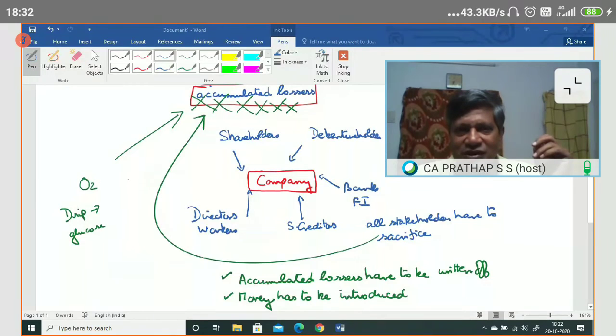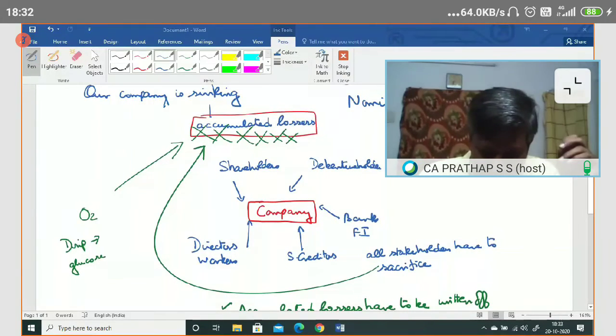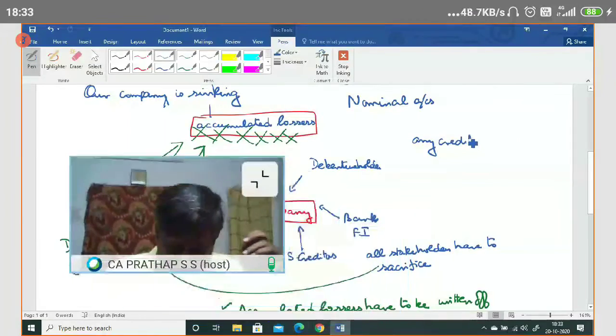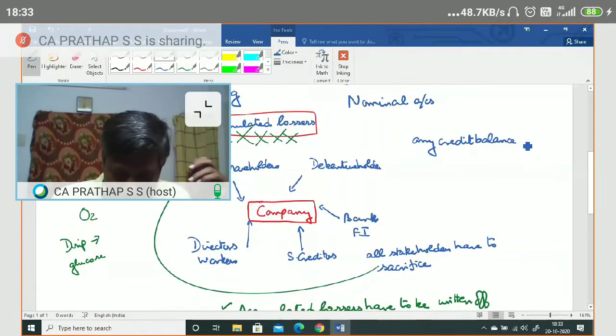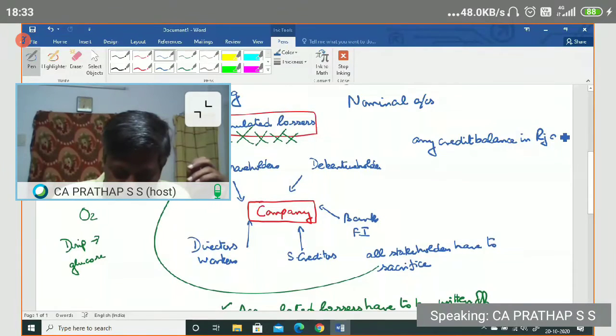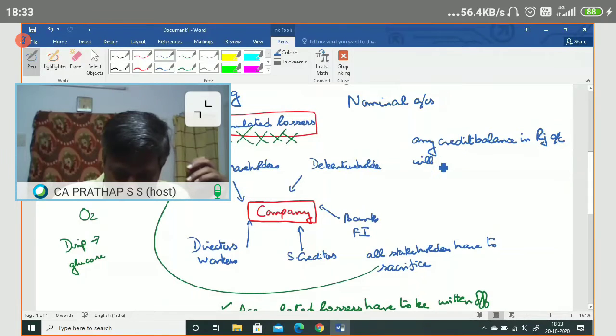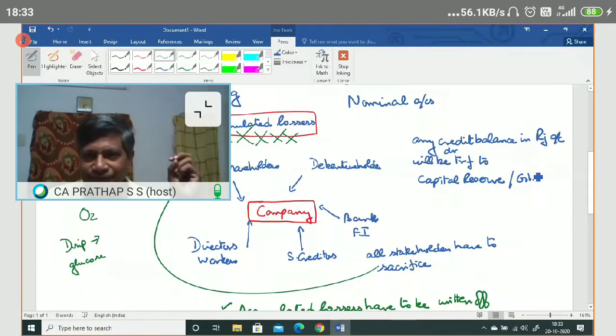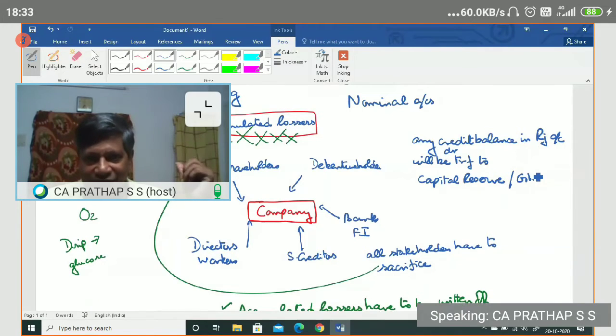Then the last thing, how to close the reconstruction account, is very easy. Any credit balance goes to capital reserve and any debit balance will go to goodwill. Same as AS 40. That's how you close the reconstruction account and transfer it to the new balance sheet.